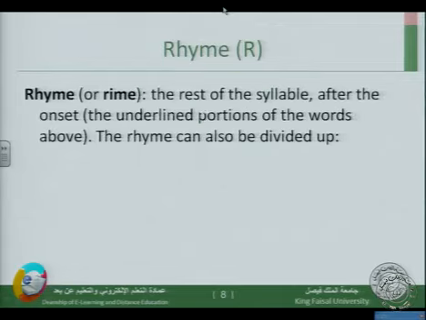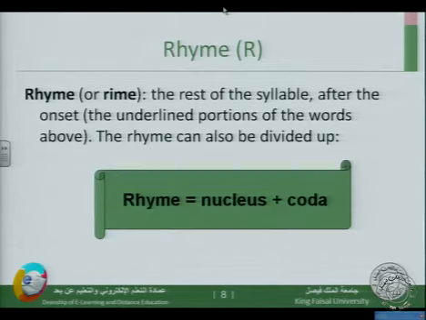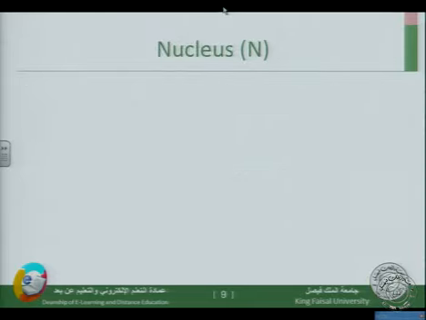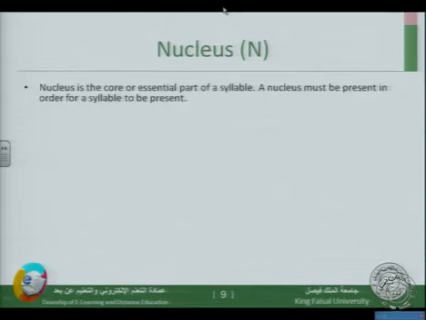So we started with the rhyme, and we said that the rhyme is the rest of the syllable. It comes after the onset. The rhyme can also be divided into nucleus and coda. What does nucleus mean? The nucleus is the core or essential part of a syllable.